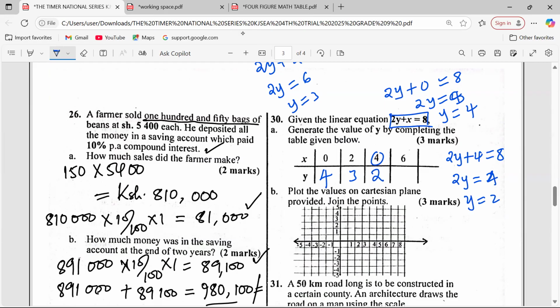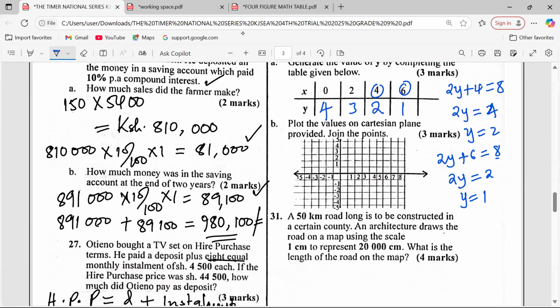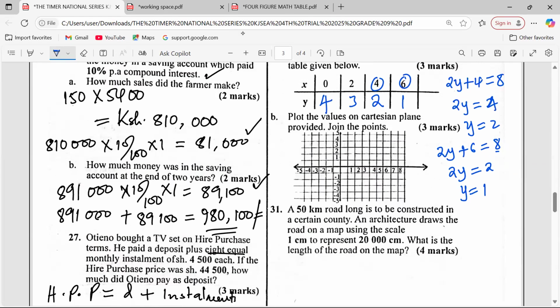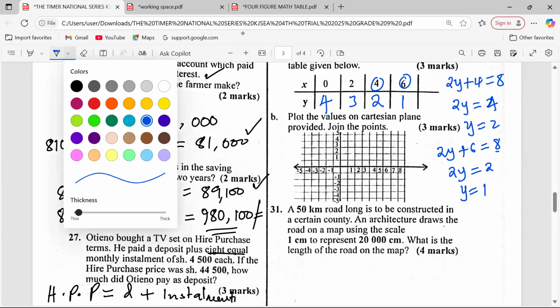And finally, 2y plus the value of x now, which becomes 6, equals 8. So 2y equals 8 minus 6, which is 2. Y equals 1. So y equals 1 that way. Plot the values on the Cartesian plane provided. Then you join the points.